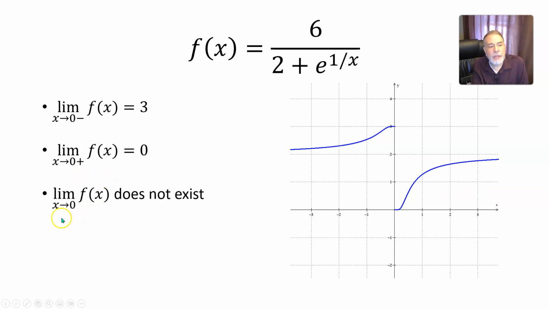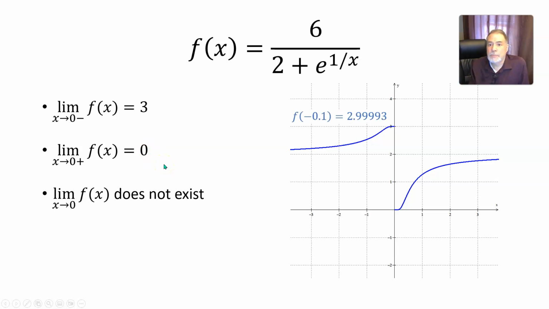Now, if we just said the limit as x approaches 0 without specifying the left or the right, that limit just does not exist. That's because there's no one particular value that f of x is always close to for all x close to 0. For some x close to 0, f of x is close to 3. And for other x close to 0, f of x is close to 0.